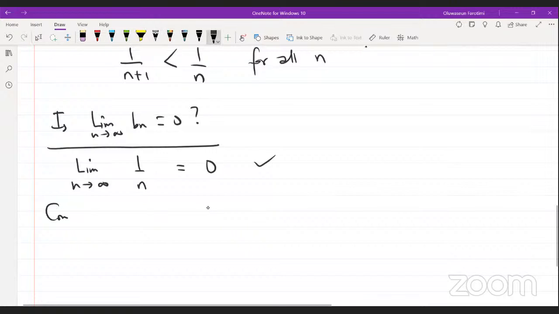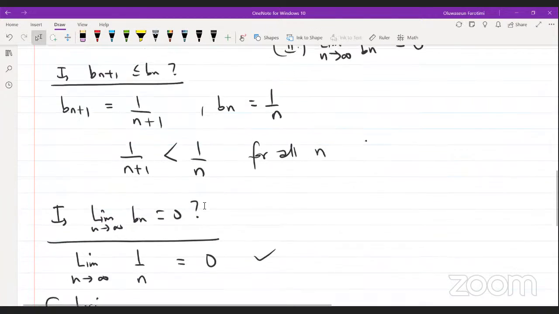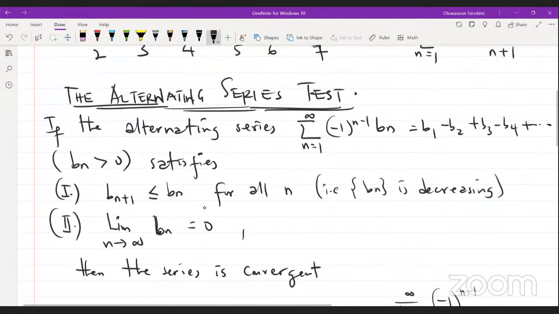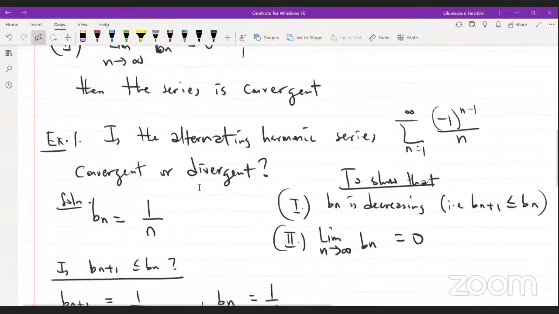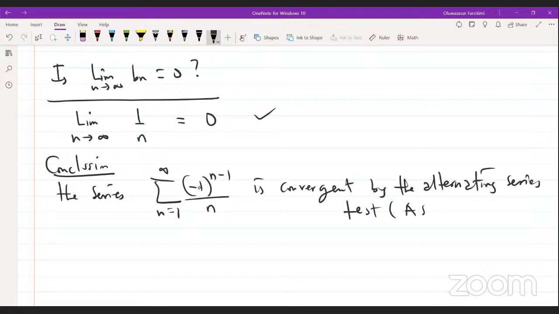So what do we say, guys? Conclusion. The series, the sum of negative 1 to the power n plus 1 divided by n, is convergent by what, guys? Now, this alternating series test has an acronym, which we call the AST. So if you see me write AST, that is alternating series test. By the alternating series test. So for now, I'm going to put a parenthesis AST.